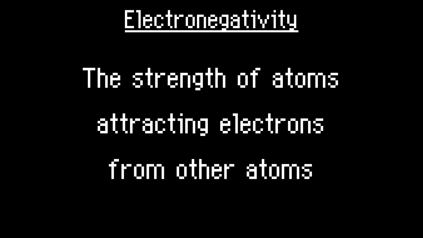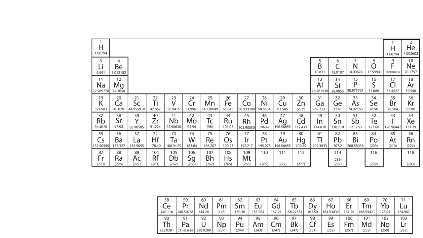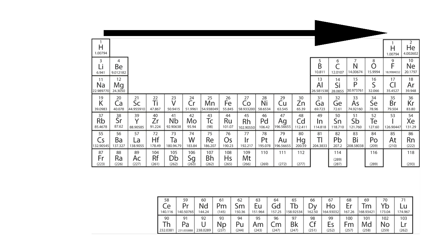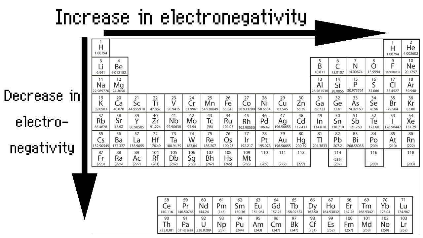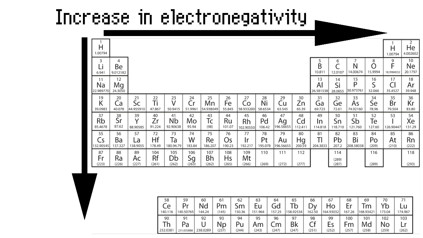Electronegativity. It refers to the strength of atoms attracting electrons from other atoms. From left to right on the periodic table, there's an increase in electronegativity. But as it goes down the periodic table, there's a decrease in electronegativity. This is because of electron shielding.